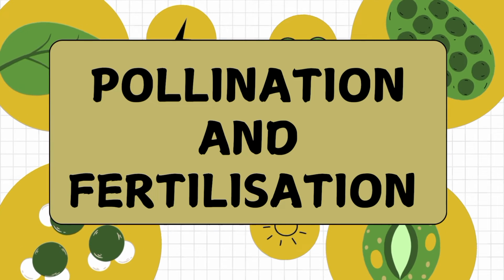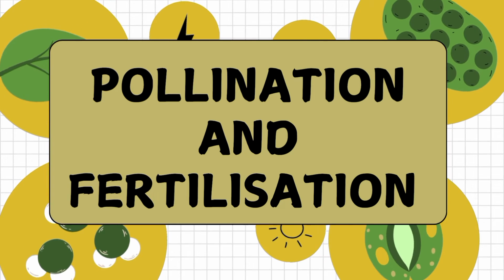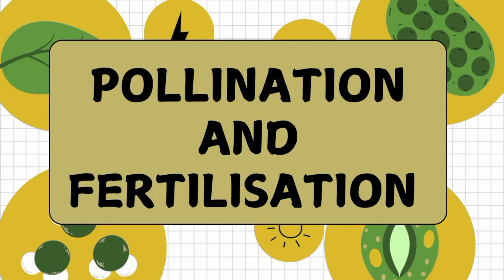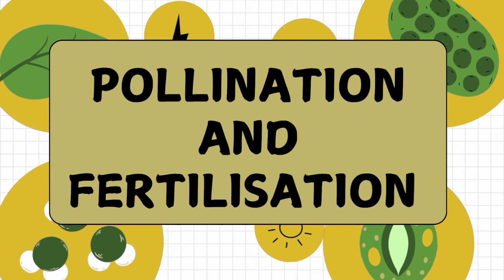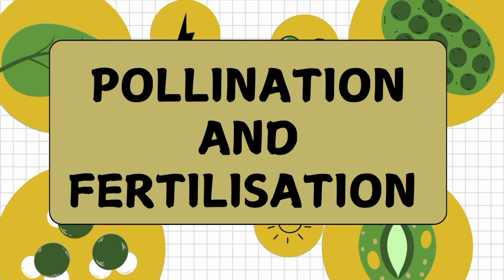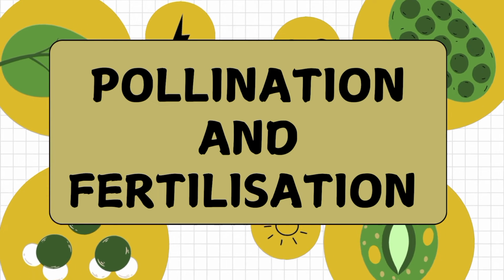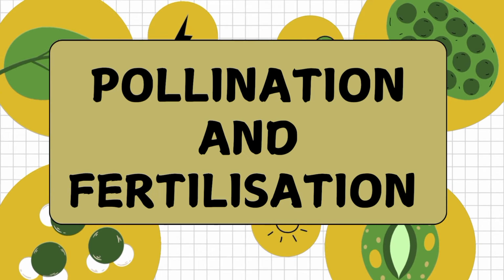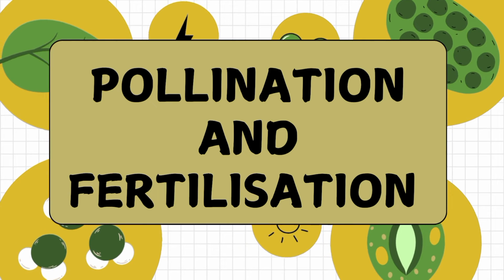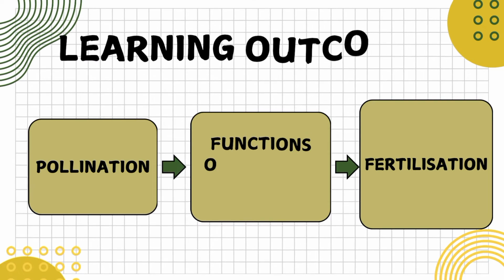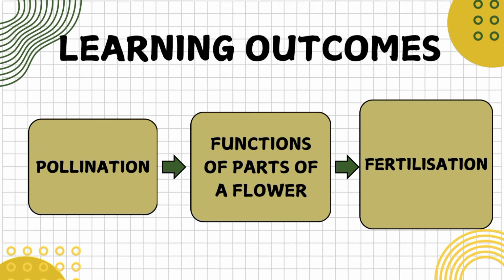In today's video, we are going to explore one of nature's most important processes, pollination and fertilization in plants. We will break down the different parts of a flower and how they play a role in pollination. By the end, you will see how these processes keep our ecosystem strong.